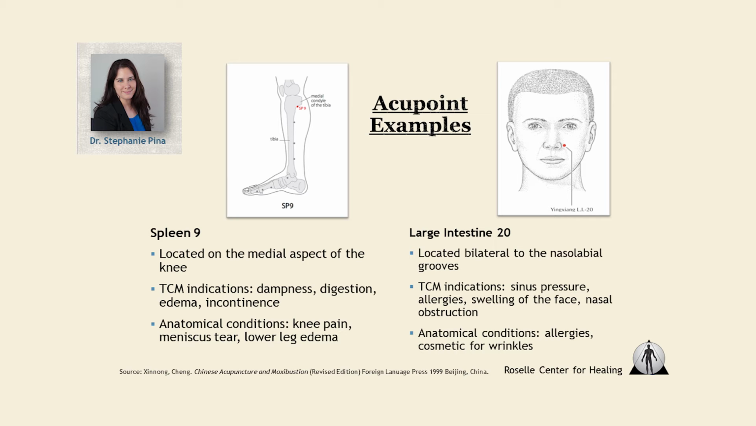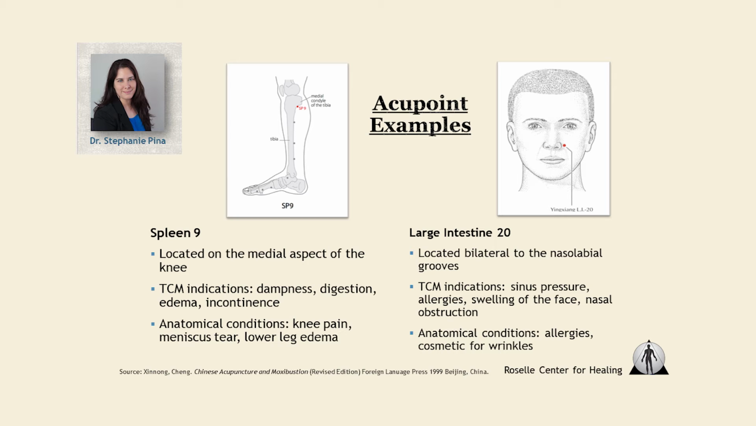In Chinese medicine, the spleen is related to the digestive tract, and it also has to do with water and fluid balance. So it was known as a damp point. It might help relieve different types of congestion of dampness and swelling in the body. So that's why the indications would be dampness and digestion, edema, and possibly urinary incontinence. But essentially, from an anatomical condition, we might also see swelling in this area from different types of pain issues from the knee, meniscal tears, or lower leg edema.